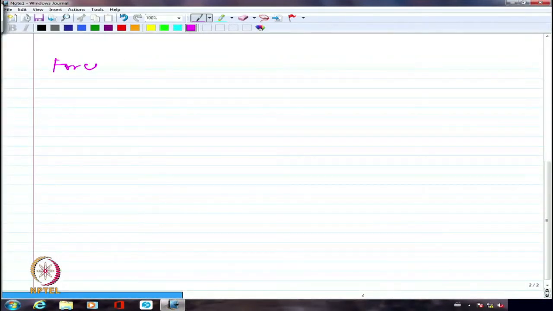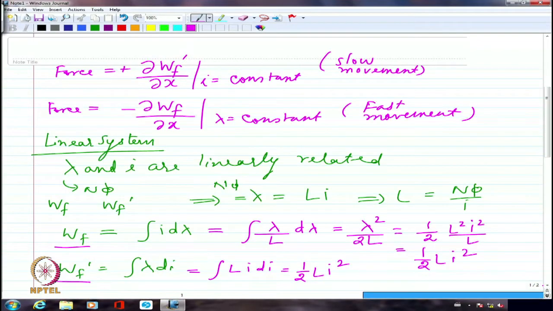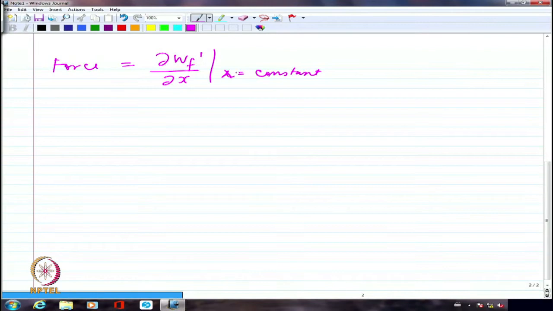If I look at what the force is, we said force is ∂W_F'/∂x, with i equal to constant. This is slow motion, so i is constant. So we can say this is essentially half Li squared, whether I'm looking at W_F' or W_F, it doesn't matter.